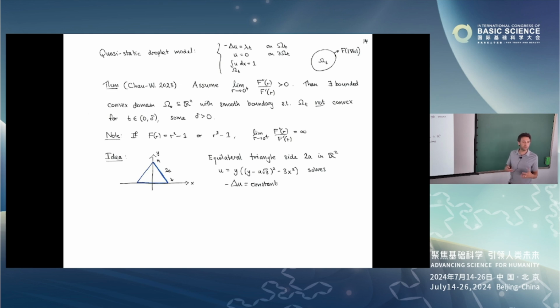And then we simply want to look at which direction, what does the gradient look like for this particular solution? And it turns out that it immediately breaks convexity. So this is the case of an equilateral triangle, which is not a domain with smooth boundary, but you can smooth out the corners and make it have smooth boundary. So no issue there. So it's not convexity preserving. So the answer to the Feldman-Kim question is no, convexity is not preserved.